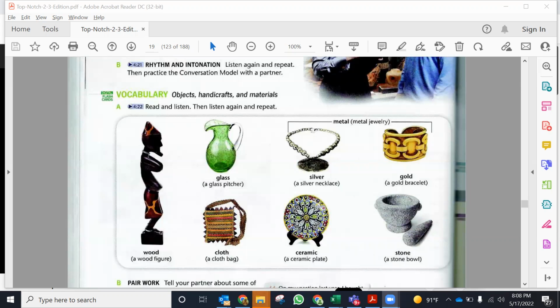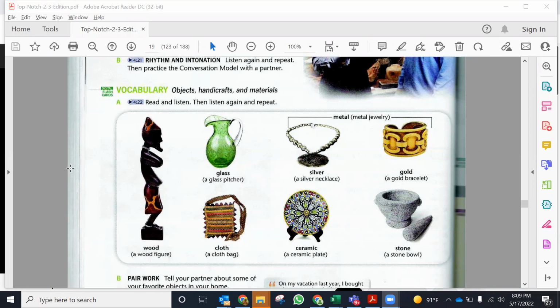objects, handicrafts, and materials. Handicrafts is something that people make with their hands, okay? Like a paint, like a statue, or a drawing, etc. Handicrafts, okay? And different types of materials or the elements with which these things are made.